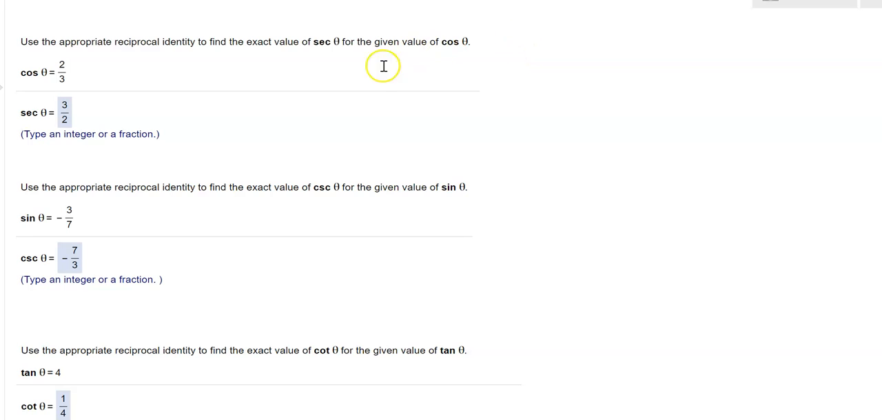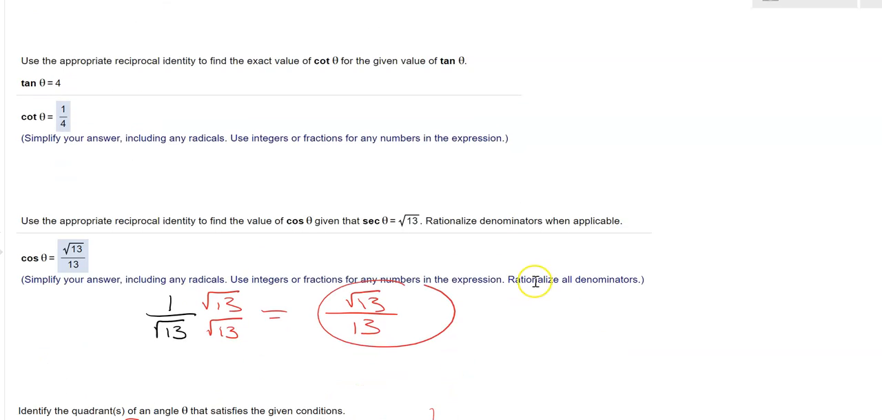And then here we're just simply looking at the inverses. So what is the inverse of cosine and secant? I just simply write out the inverse here. So 2/3 would be 3/2, negative 3/7 would be negative 7/3, and so on and so forth.